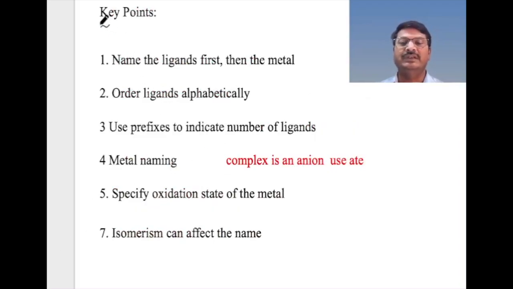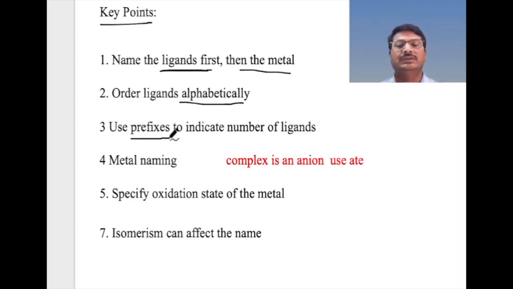Next, let us come to the key points. These points you have to remember to write the name of a complex compound. What is the first one? Name the ligands first. First you write the ligands followed by the metal. When you write the names of the ligands, you have to write them in alphabetical order. And if more than one of a type of ligand is there, you have to write the prefix before it. You already know the prefixes: 2 is di, 3 is tri, 4 is tetra, like that, followed by the metal name.